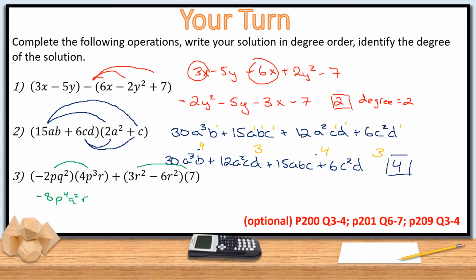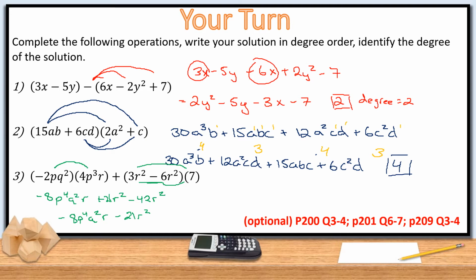3r squared times 7 is 21r squared, and minus 6r squared times 7. Now I could have combined these two first, I'm realizing, so they're both r squared, so I could have subtracted first, but let's just go with it. Minus 6r squared times 7 is minus 42r squared. So that'll be minus 8p to the 4 q squared r minus 21r squared. Nothing to combine in these, and then we just go to degree.